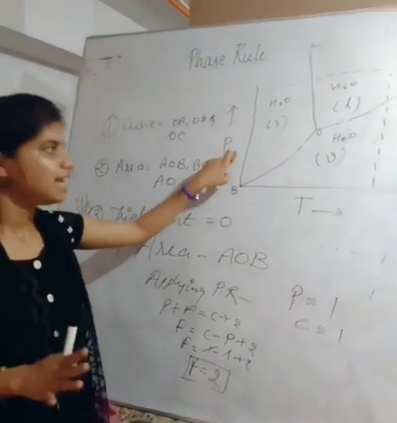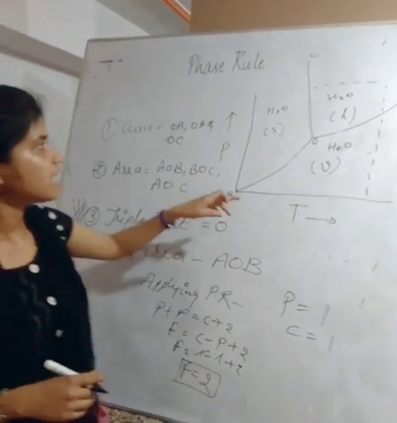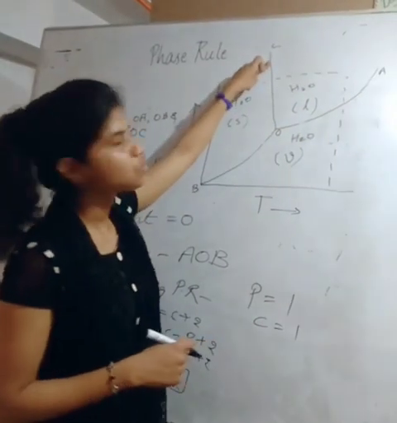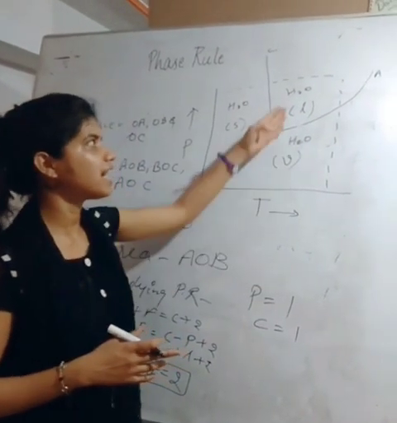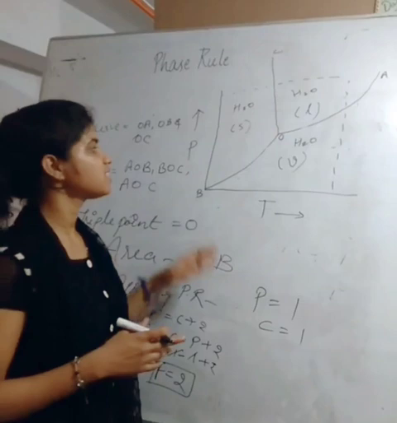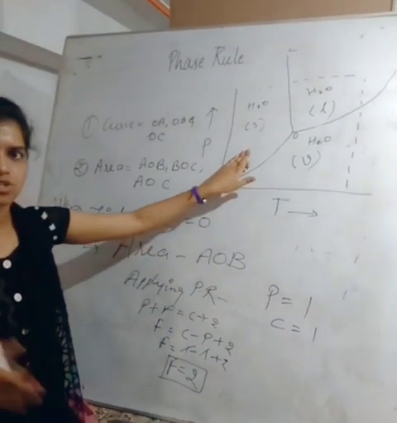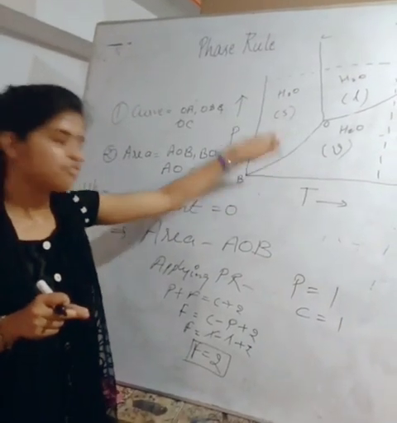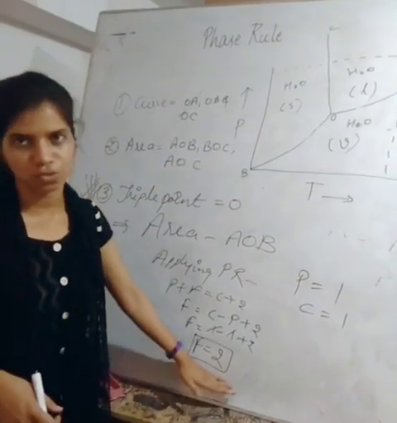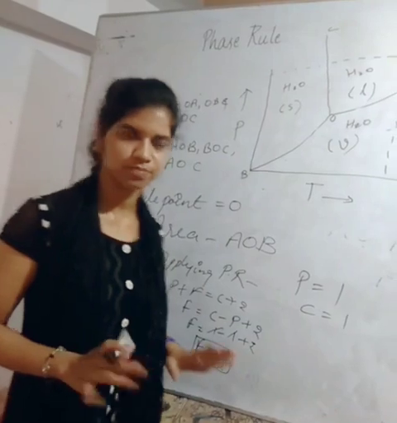Got it? In the same way, if we look at the area AOC, it is also confined in a particular area, that is the liquid state. While if we see the area BOC, it is confined in the solid state. So when we apply the phase rule, we get the result F equals 2. This is clear to you?